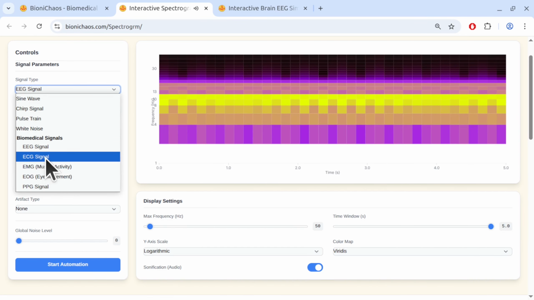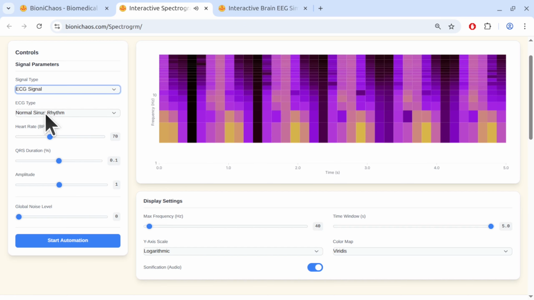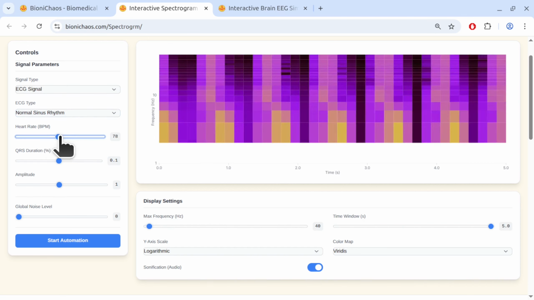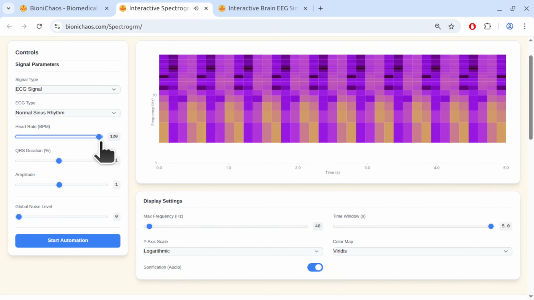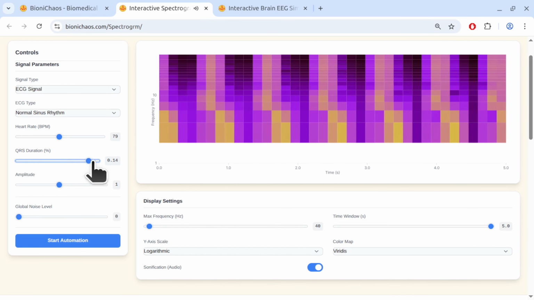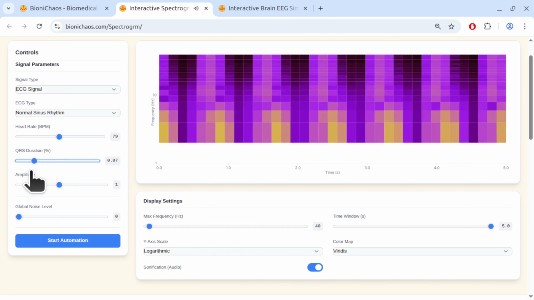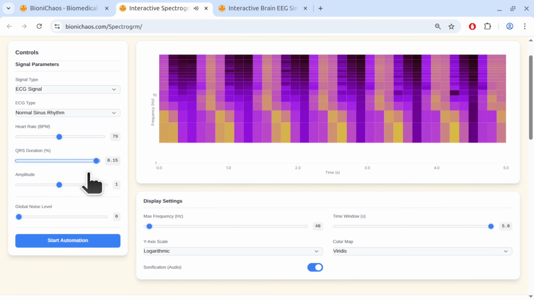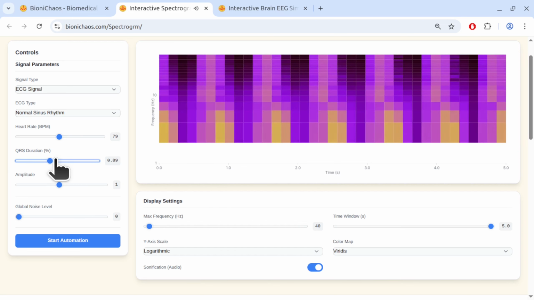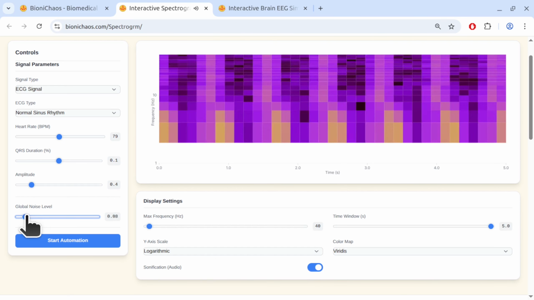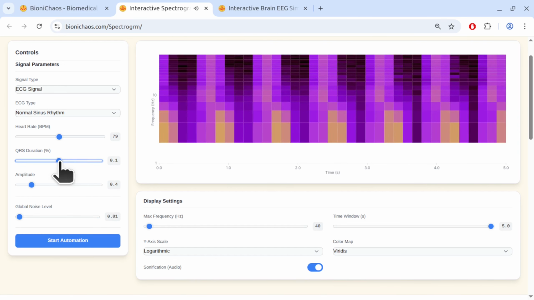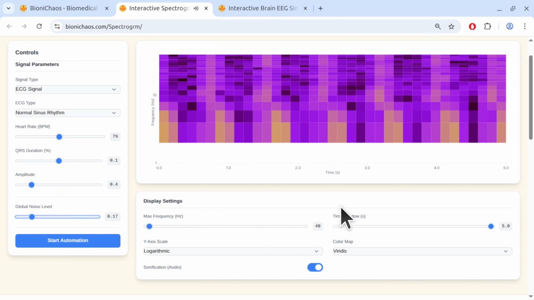There's an interesting thing with ECG. So I have normal sinus rhythm. I can increase the heart rate. I can change the QRS duration. It makes this interesting change in the frequency domain and also the sonification of it. I can add some noise to it, just so it looks and sounds more realistic.